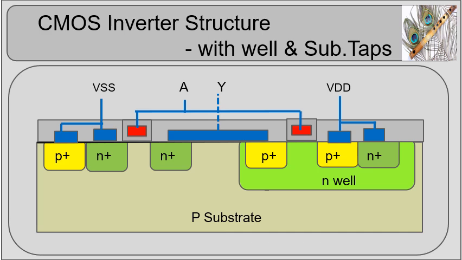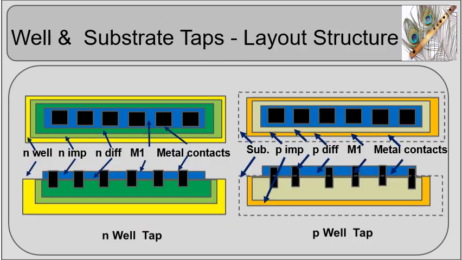We will now review the layout structure of a well and substrate tap. In device fabrication, diffusion layers are fabricated on an implant layer and these in turn are fabricated over a well or substrate layers. Diffusion layers along with others form a well or a substrate tap. A metal layer is deposited over the diffusion layer and acts as a power strap.